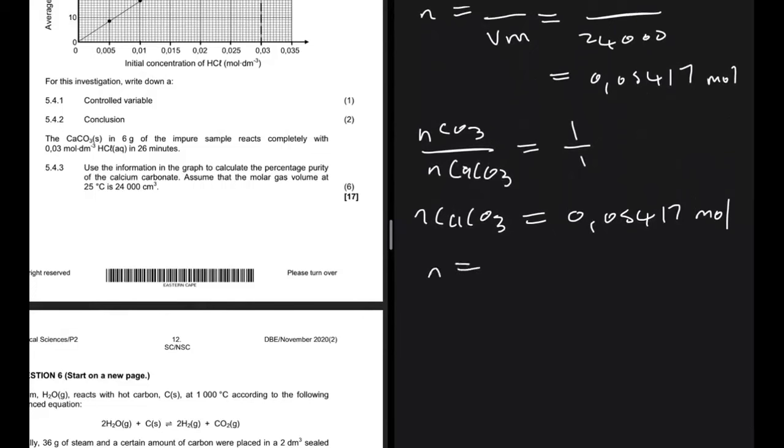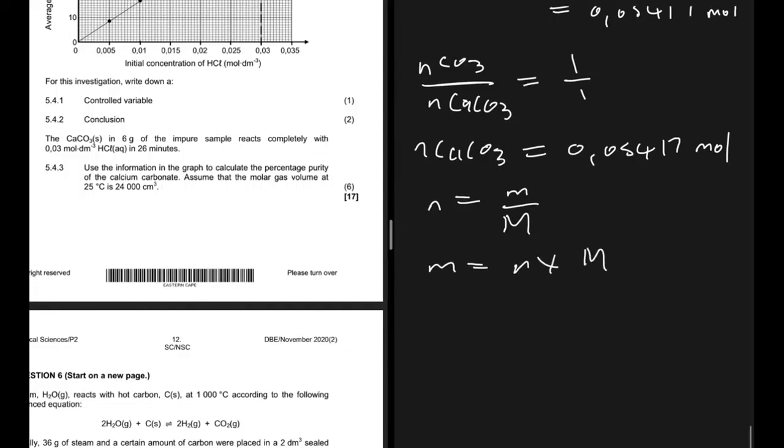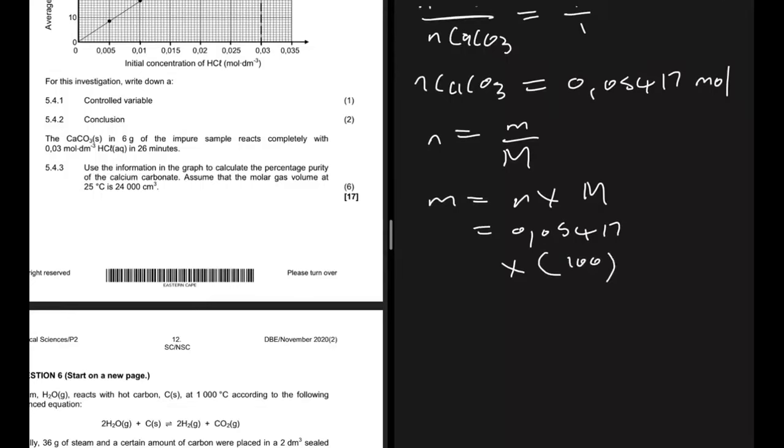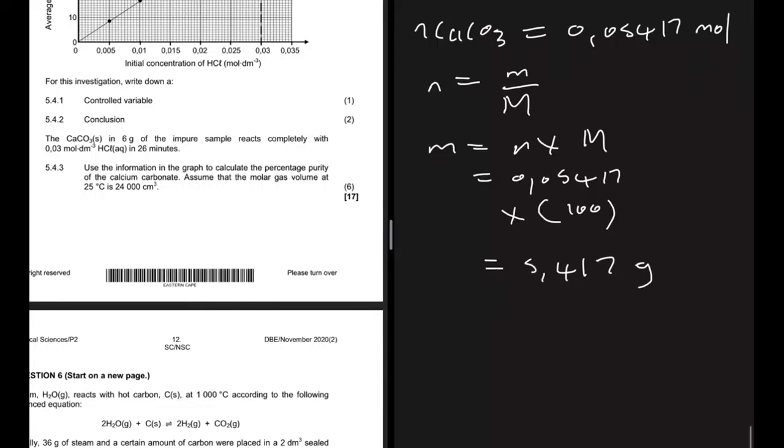We know that the number of moles is equal to mass divided by the molar mass, and we want the mass. So the mass will be equal to the number of moles multiplied by the molar mass, which is 0.05417 multiplied by the molar mass of CaCO3. That is 100, you can check it on the periodic table. Let me just put that in the calculator real quick. That will be equal to 5.417 grams.